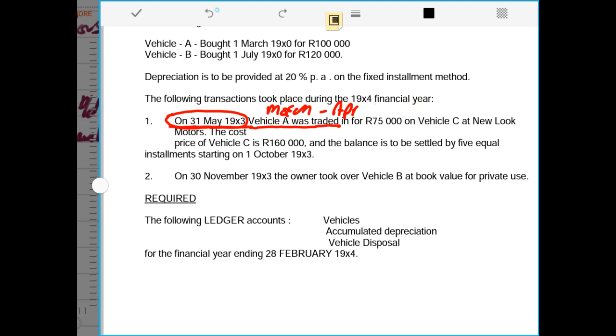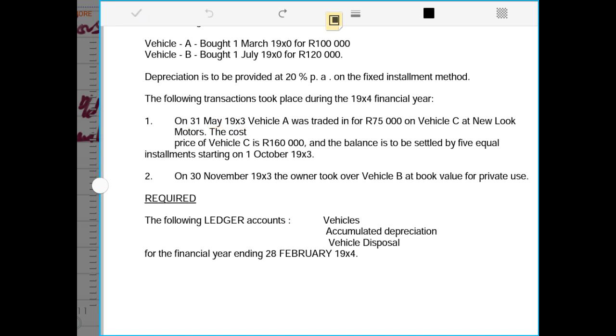Why am I highlighting these 3 dates? It's because remember the end of the accounting period is 28 February. So if the end of the accounting period is February, it means March the asset was still there, 1993. April the asset was still there. May the asset was still there until the end of May. It means motor vehicle A was in the business only for 3 months in the 1994 accounting period that started on the 1st of March 1993.